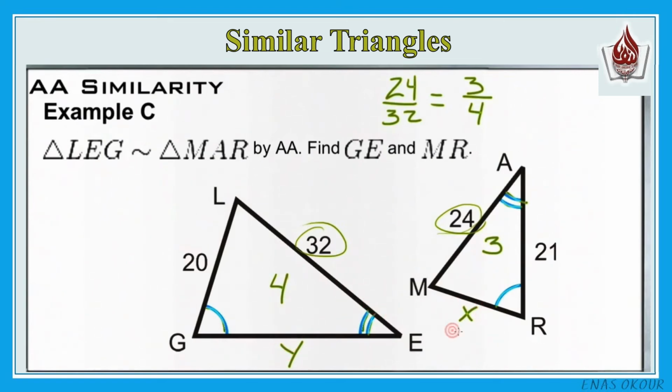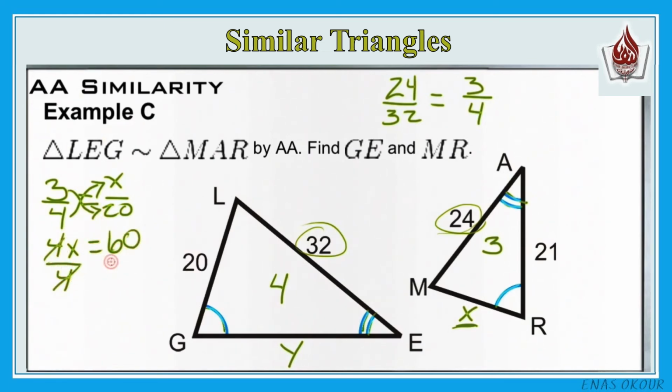So now if we need to find MR, which is our variable x right here, it's going to compare to LG, which is 20 units. So we can say that 3 compares to 4 in the same way that x compares to 20. So now we can just cross multiply. 4 times x is 4x, and 3 times 20 is 60. Divide both sides by 4, and we get x equals 15. So that tells us that MR must be 15 units.